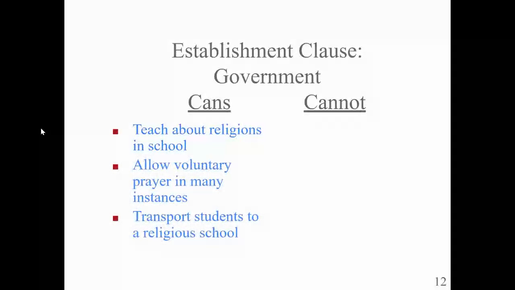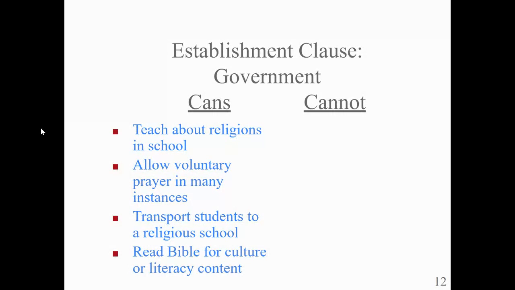So the government can teach about religions in school. The government can allow voluntary prayer in many instances. They can transport students to a religious school. They can read the Bible for culture or for literacy content. So for learning about, for example, Bible times, or using it as a document, learning about things historically, that is perfectly allowed. But things that they cannot do.